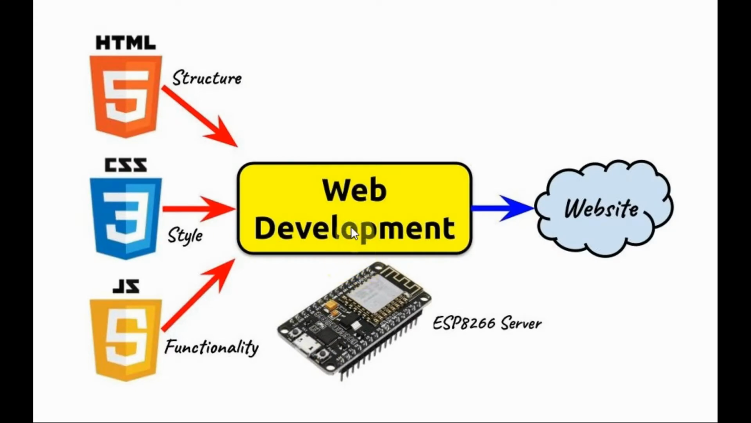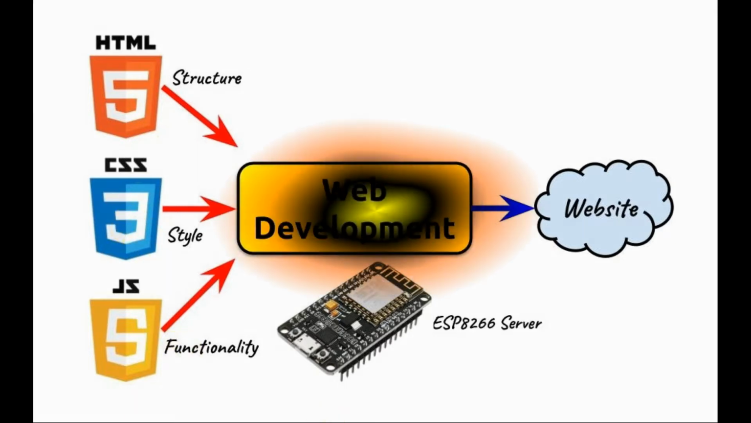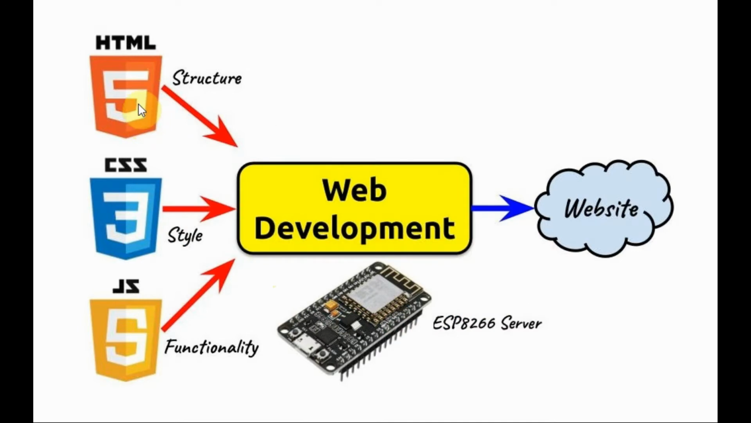To develop a website, three programming tools are required: HTML, which stands for Hypertext Markup Language, CSS, which stands for Cascading Style Sheets, and JavaScript. HTML defines the structure of a web page in terms of content such as text, images, and links, while CSS defines the style in which the content is displayed.